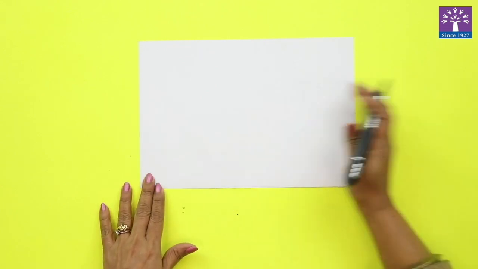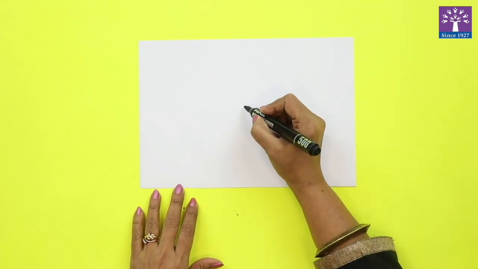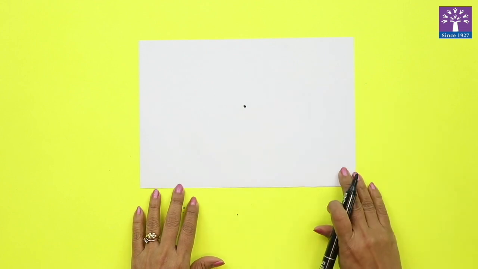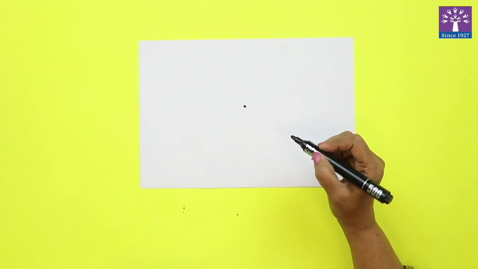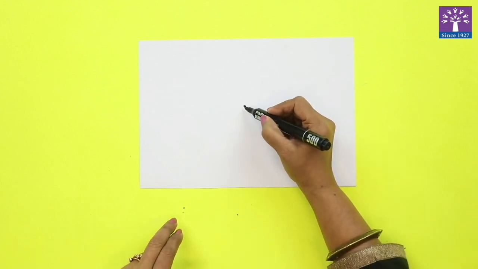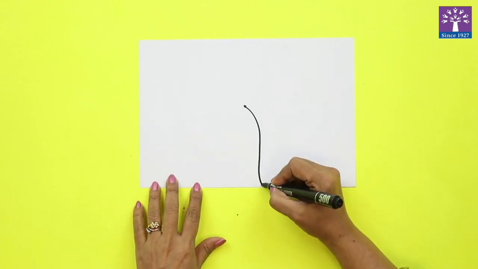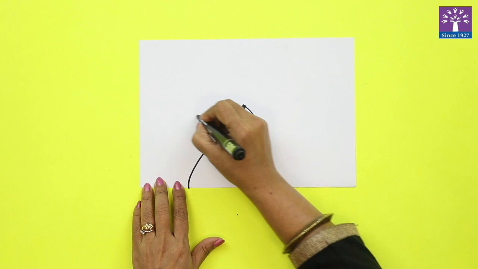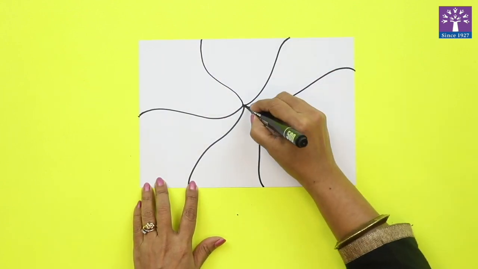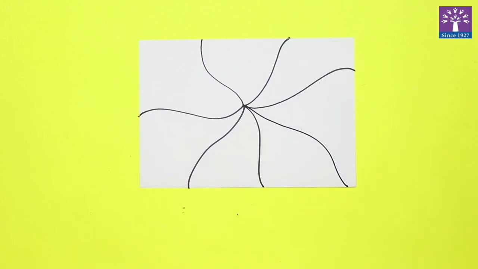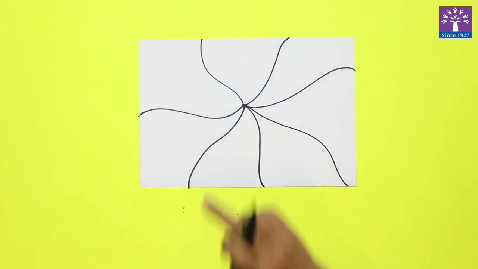So let's begin. On your drawing sheet, draw a dot in the center of your page or your drawing sheet. Next, we'll draw 7 uneven lines from the dot till the edge of the page. So here we have 7 parts: 1, 2, 3, 4, 5, 6 and 7.